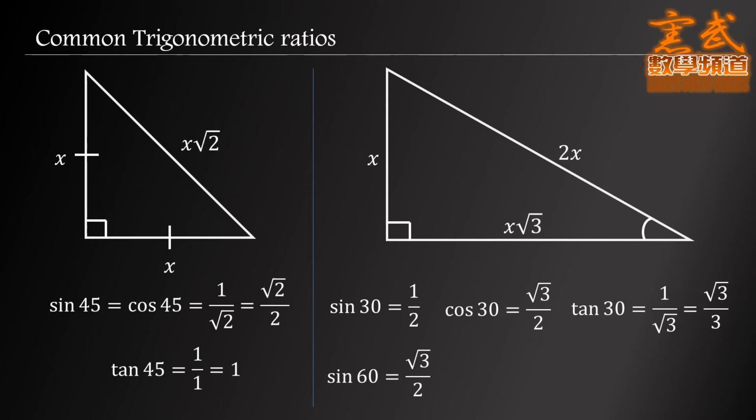The sine of 60 is equal to square root of 3 over 2. The cosine of 60 is equal to 1/2, and the tangent of 60 is equal to square root of 3.